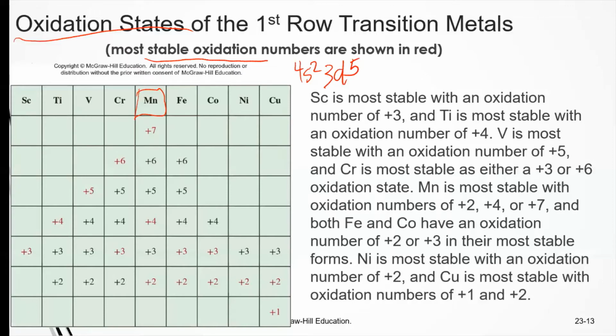Our trend typically increases as we go across 3, 4, 5, 6, 7. And then after that, we typically stay at our plus 3, and then we move on to our plus 2, and then our plus 1 as we move farther right.